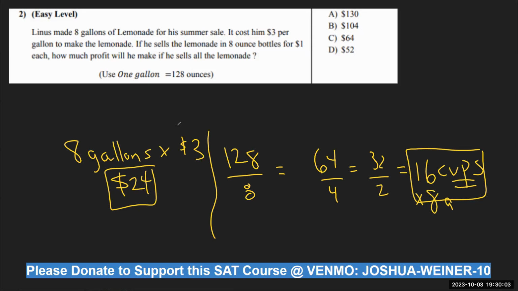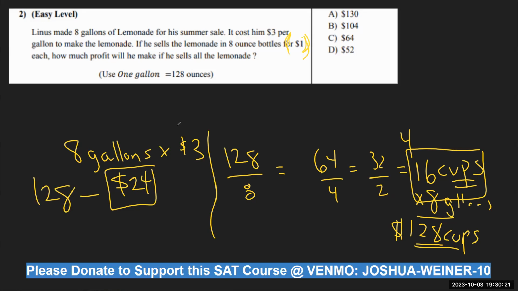6 times 8 is 48 gallons. Carry 128 cups. But he's simply selling those for $1, so he'll make $128 minus 24 is a profit of, he'll make $104 on his lemonade sale if he sells all the lemonade at the lemonade stand. So the correct answer was B again for question 2.